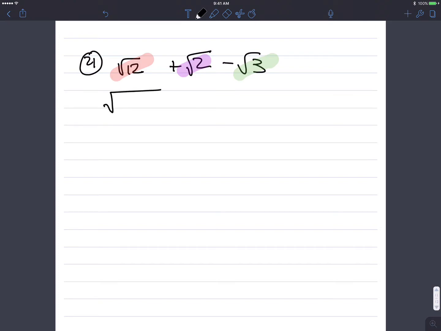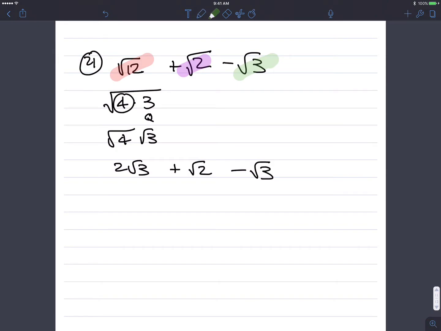So the square root of 12 is really the square root of 4 times 3. We find the largest perfect square that factors into 12. 3 is that quotient. And by the product rule, we get the square root of 4 times the square root of 3, which is 2 times the square root of 3. Bring down your addition of the square root of 2 and the subtraction of the square root of 3.